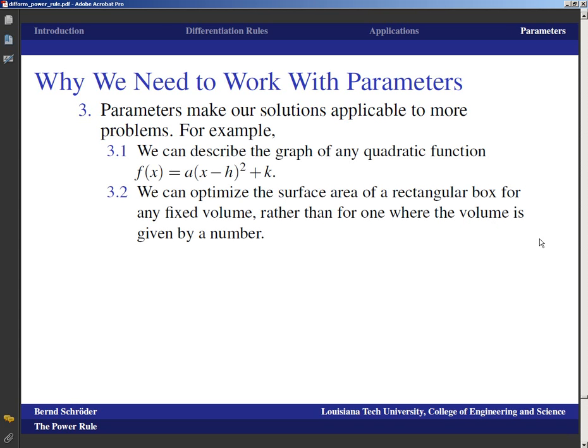And in optimization, we can optimize the surface area of a rectangular box for any fixed volume, rather than just for one number that is given, and that then again gives us an optimal result that can be adjusted if you want to have boxes of different volumes.